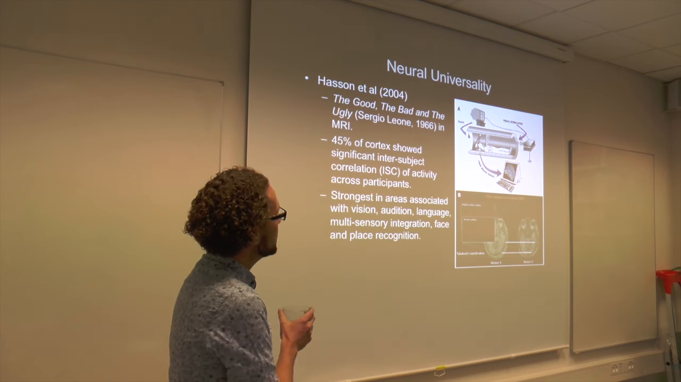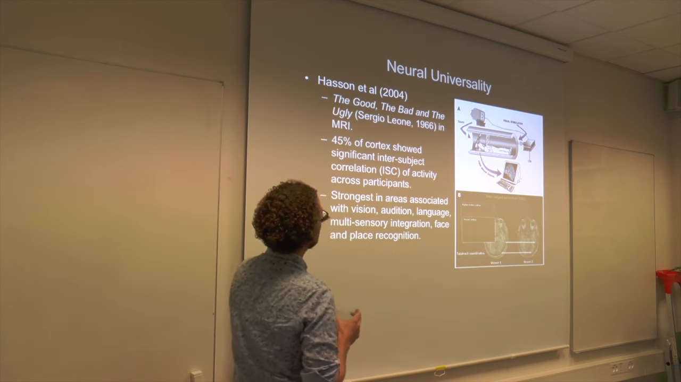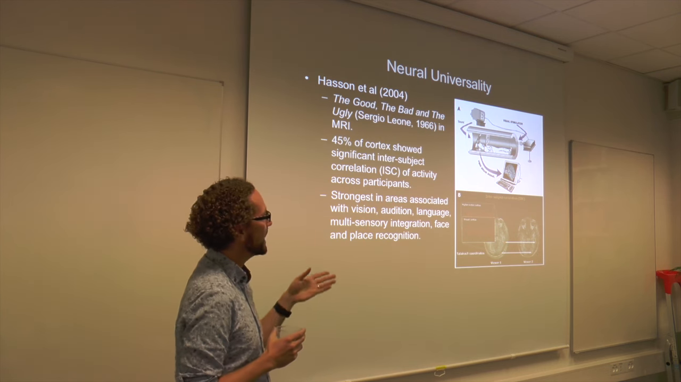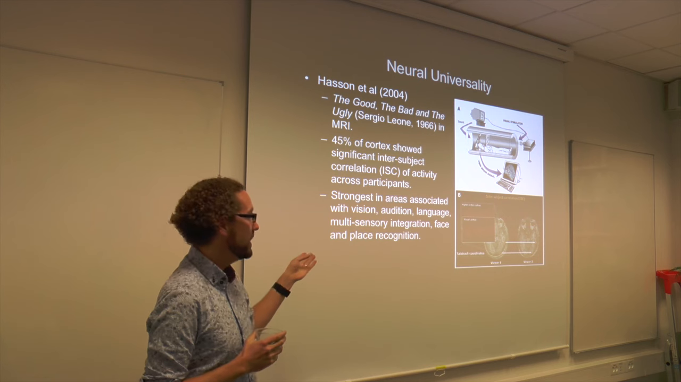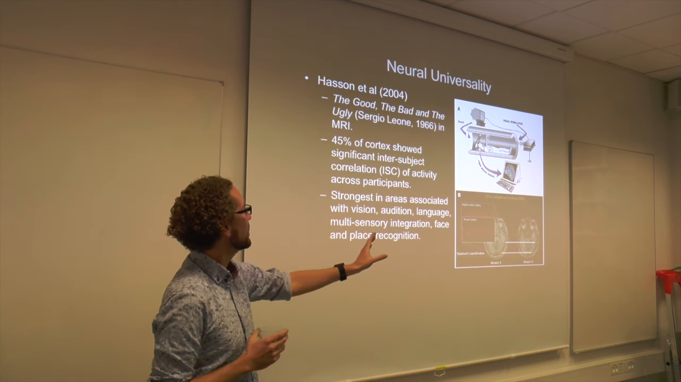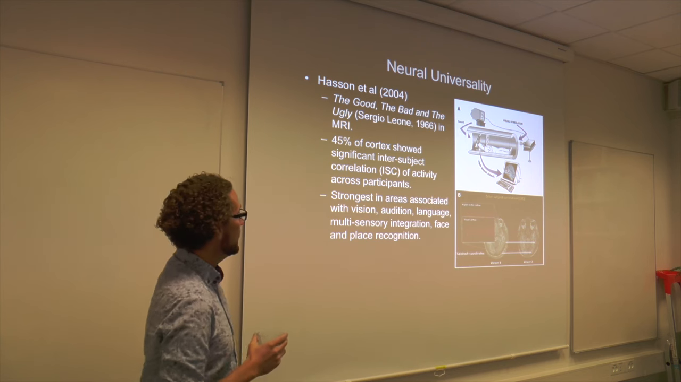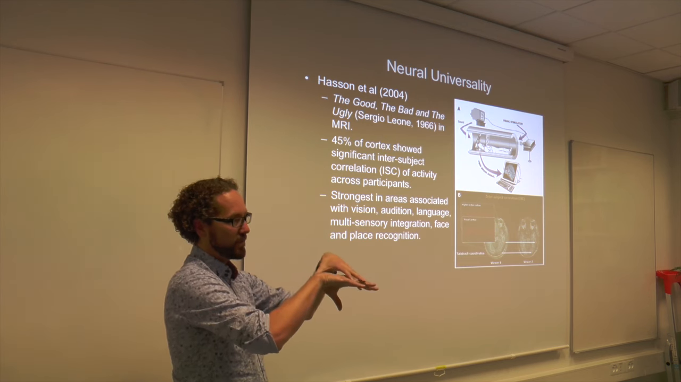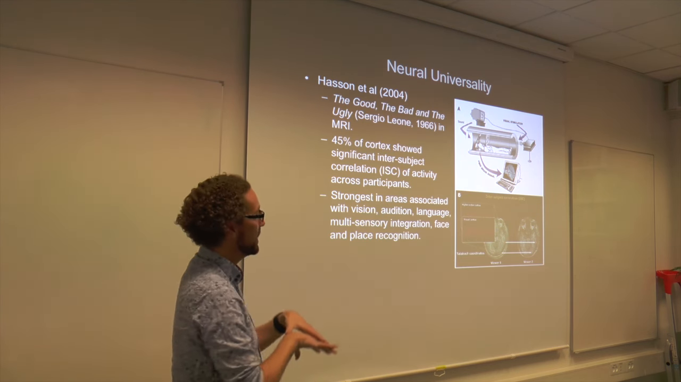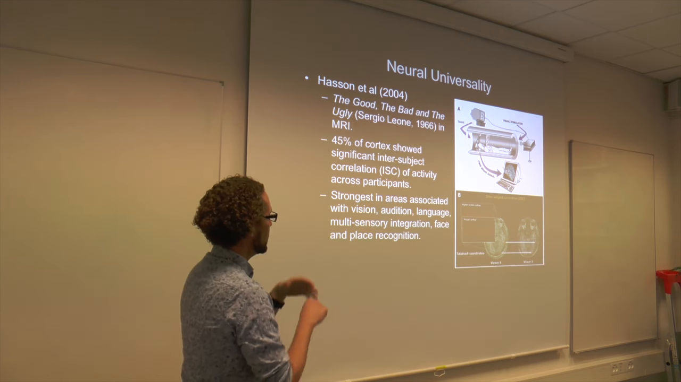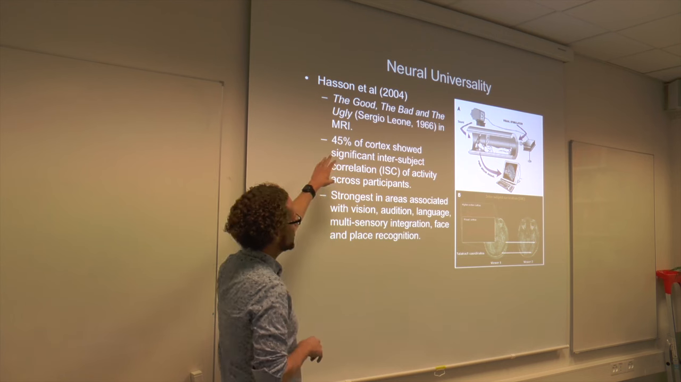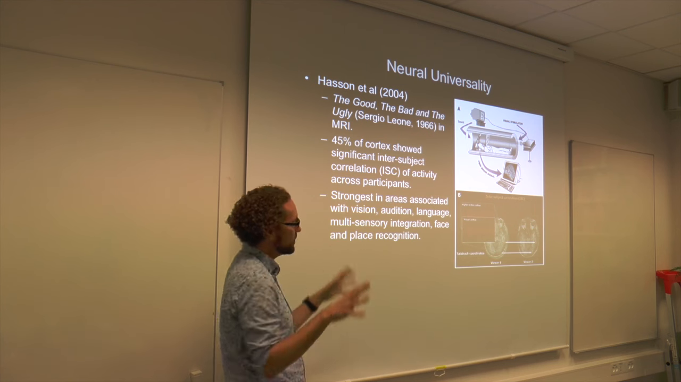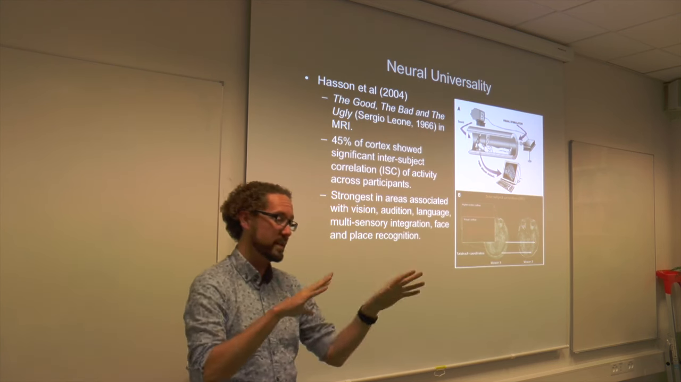Well, I'm not going to go into this in too much detail, but if you want to know more about this, look at the work of Yuri Hasson and his team. He has done a whole series of studies where he's looked at people watching movies in an MRI, and what they do is they get people free viewing movies, like his famous example is from The Good, the Bad, and the Ugly, and then they align the cortical maps from multiple people into a common reference frame, and then they correlate the voxel activity from one person to the next. And when you do that, what you find is that 45% of the cortex shows significant inter-subject correlation.